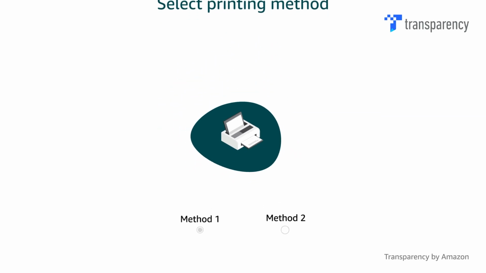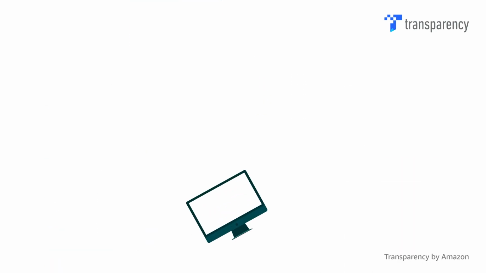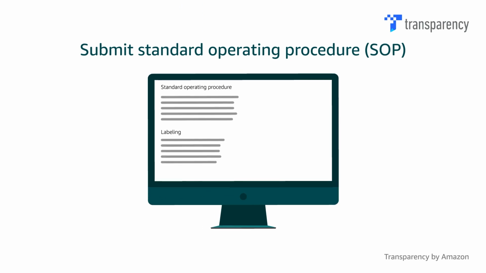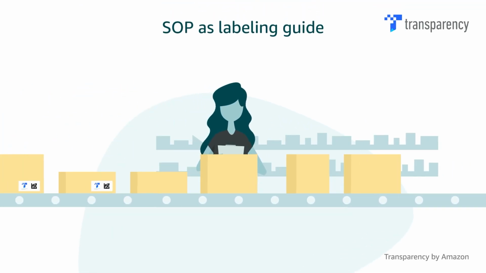The next step is to select which transparency label type will be affixed to your products. Finally, you will submit a completed standard operating procedure or SOP defining how the labeling will be done. The SOP will serve as a guide to anyone responsible for the labeling.